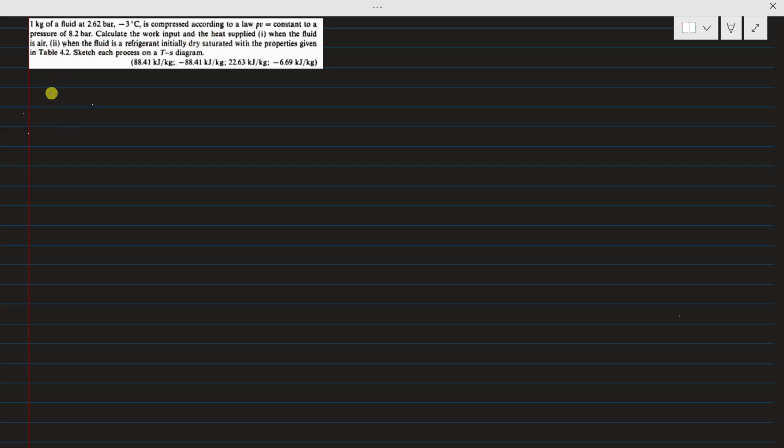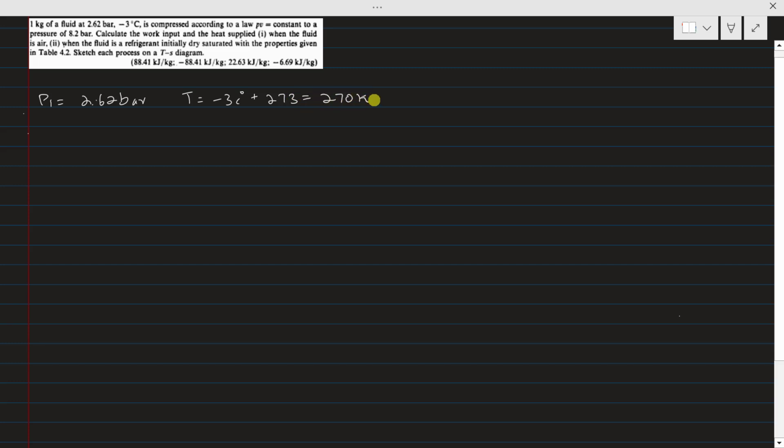So the pressure P1 is 2.62 bar, the temperature is minus 3 centigrade, convert that into Kelvin, so you will get 270 Kelvin. Pressure P2 at which it is compressed is 8.2 bar. We need to find the work input during this process and the heat that is rejected.